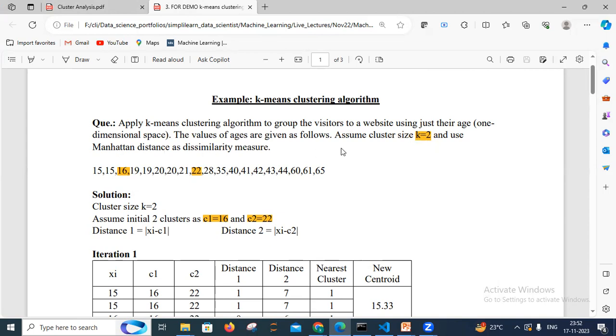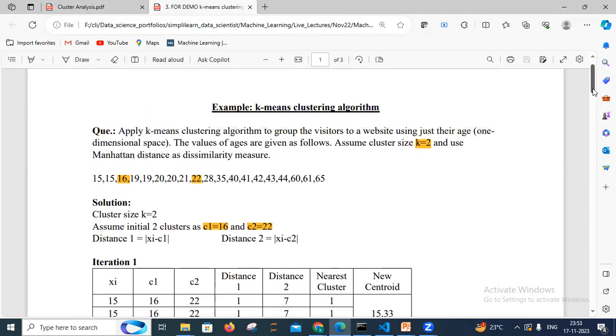And use the Manhattan distance as the dissimilarity measure. There are different kinds of distances we can measure. So this is the problem statement. Forget about the distance and all those things for now. First, we have to understand the problem statement.